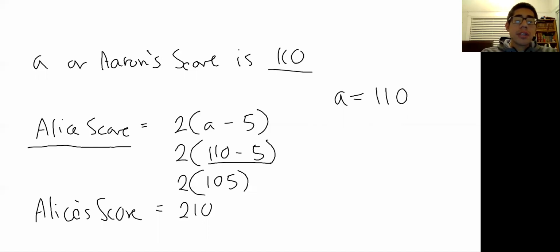Alice's score is 210 at this point. Okay, so how do I know if I'm right? Well, let's go ahead and check our work.